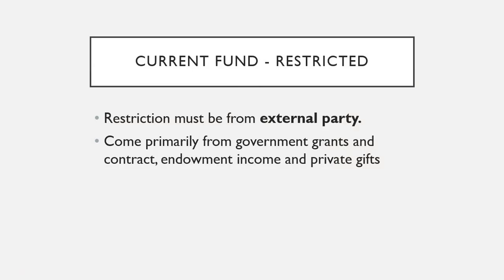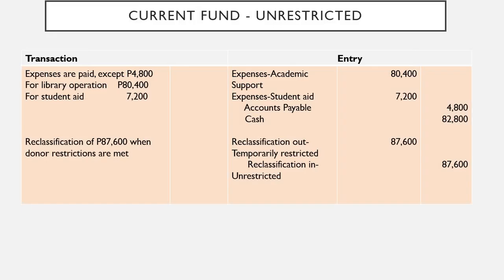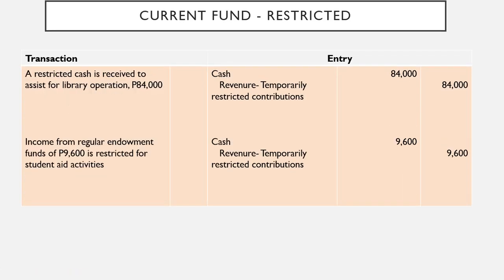Ayan. Now, for current fund, okay, restricted, okay, restriction must be from external party. Ayan. So, it comes primarily from government grants and contracts, endowment income, and private gifts. A sample transaction, expenses are paid except 4,800. Now, for library operations, 80,400, and for student aid, 7,200. Okay, so remember that itong transaction na ito, related to siya sa ating transaction dito.